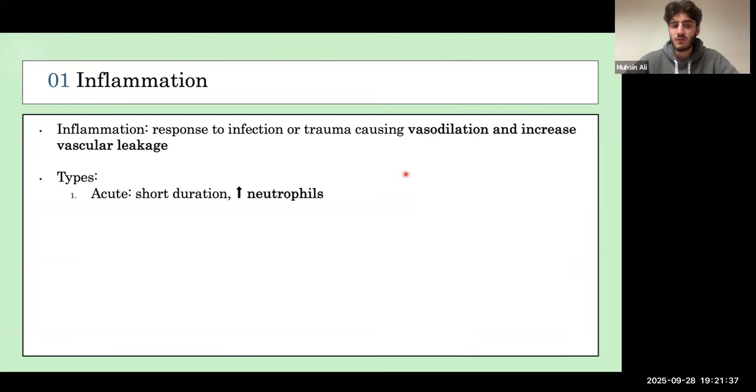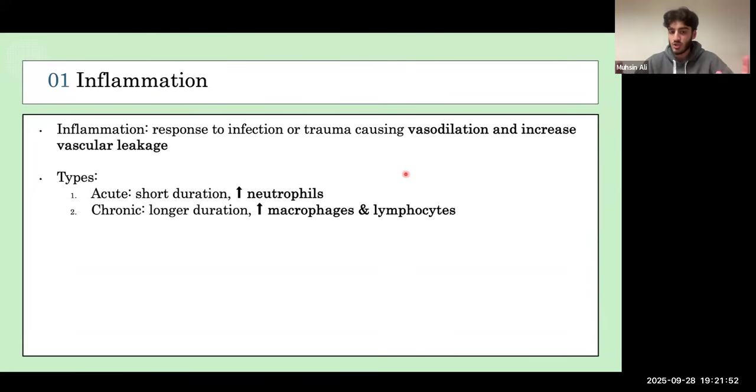Before that, the types of inflammation. You have acute inflammation, which of course is short duration, and the main cell present in acute inflammation is neutrophils. So again, I need you to be able to associate acute inflammation with an increased number of neutrophils. And then chronic, on the other hand, is longer in duration, and the main cells present in chronic inflammation are macrophages and lymphocytes.